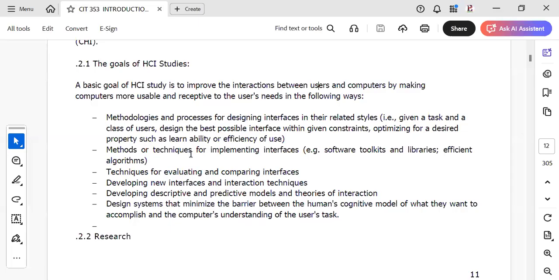Now, methods or techniques for implementing interfaces. The first one is methodologies and processes. The other one is methods or techniques for implementing it. The first one is design. When you want to summarize, what are the ways in which the goals of studying HCI is achieved? The first one is studying methods and processes for design. The second one is studying methods or techniques for implementing. Those are two things. Design first, implementing.